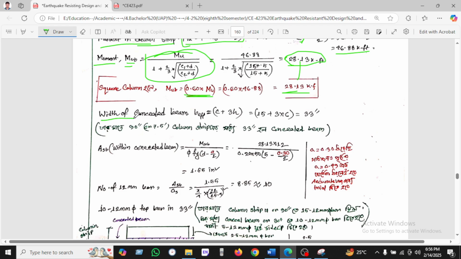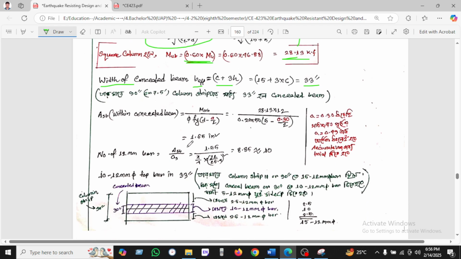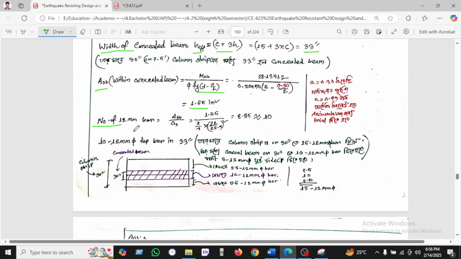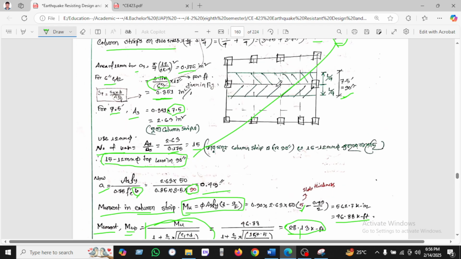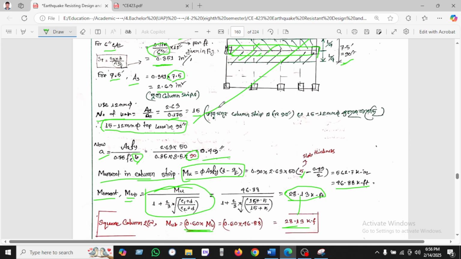Okay, so the width of the concealed beam we know, C plus 3D, we have found 33 inches. So A_sb within the concealed beam we have used this formula and found 1.55 inches square. So the number of 12 mm bars we have used is 10 bars. So our final result is there. We can see here 10 12 mm bars at the top in 33 inches. 33 inches means the concealed beam. So not throughout the column strip. Rather we have used 33 inches, as this is the concealed beam we have been calculating.